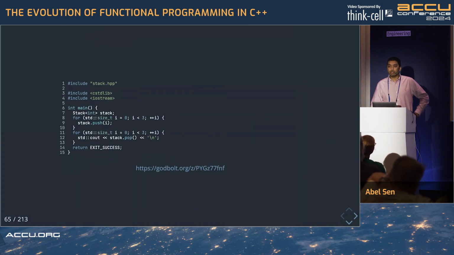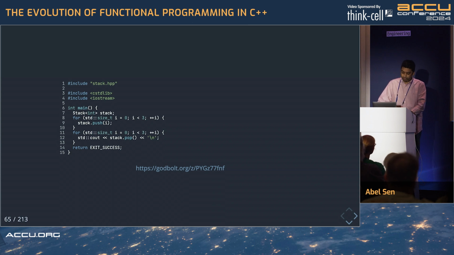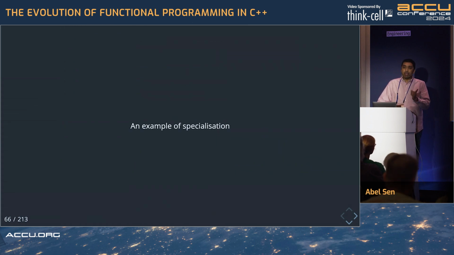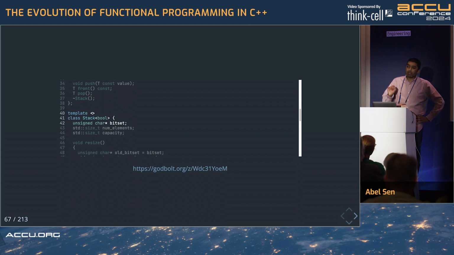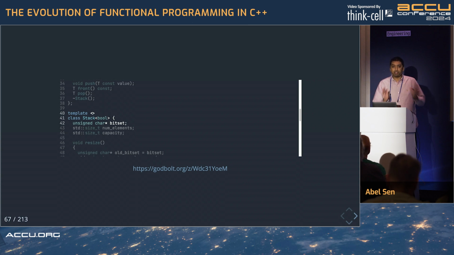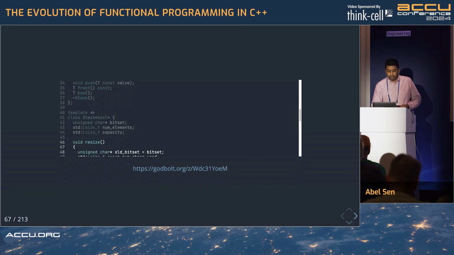Of course, a user can do the standard things of pushing 1, 2, 3, and getting 3, 2, 1 back out as they pop. But the interesting thing happens when we specialize this template. In this case, I'm specializing the stack template for bool, because we know in the case of bool there are only two values, true or false. So we can get additional space performance by compressing the values in the stack into a bit set, essentially. And that's what we're doing here with this unsigned char star bit set.